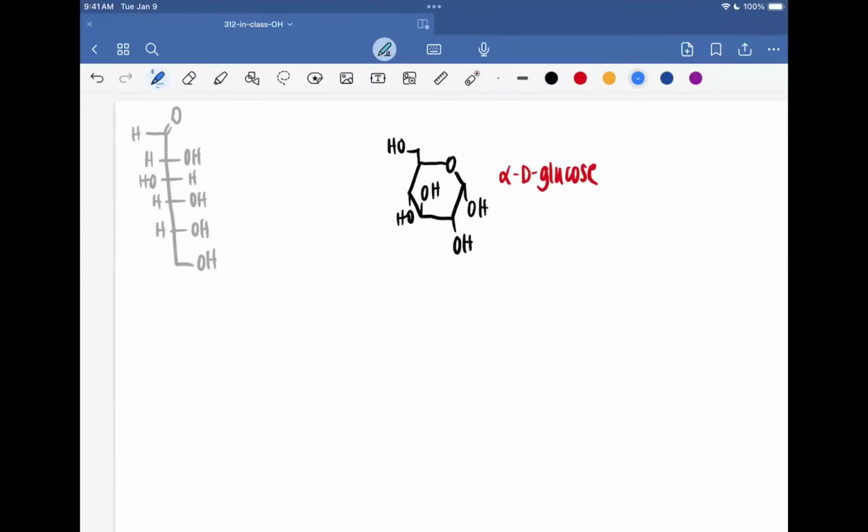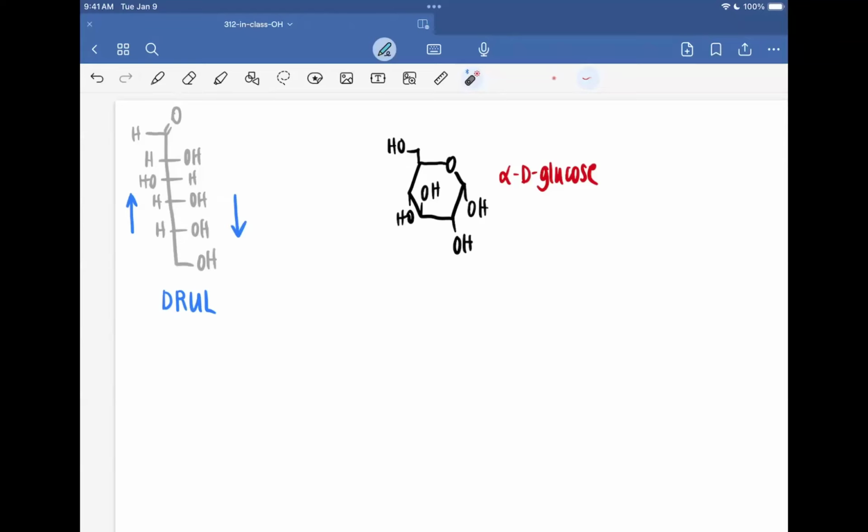Now, our mnemonic to remember how we go from a Fischer projection to a Haworth projection is DROOL, which just means down on the right. So any substituents on the right are going to be pointed downwards, and up on the left. So any substituents on the left are going to be pointed upwards on the Haworth projection. So that's what we see being represented here. This alpha designation is dictated by the anomeric carbon, and more specifically based on the orientation of this alcohol around that anomeric carbon. So it's pointed downwards, that is in the alpha configuration.